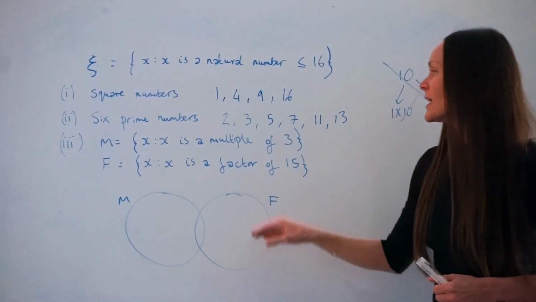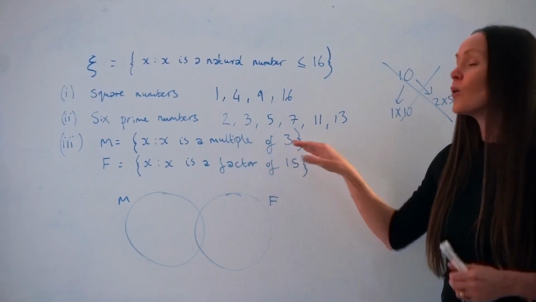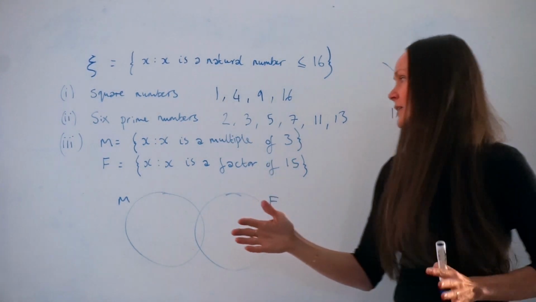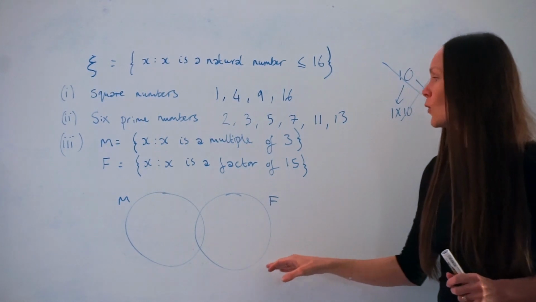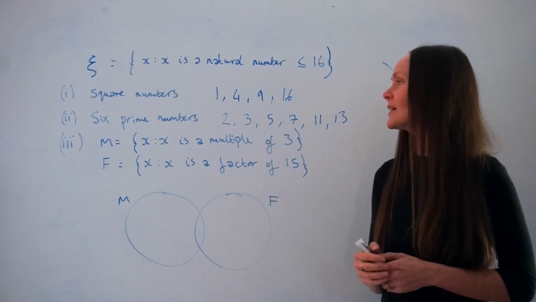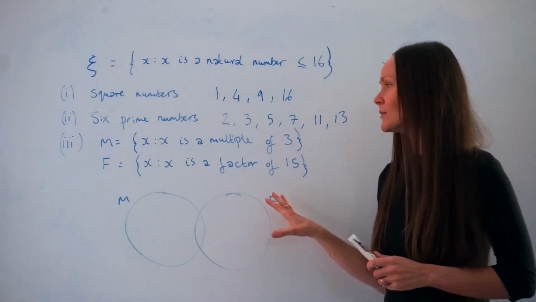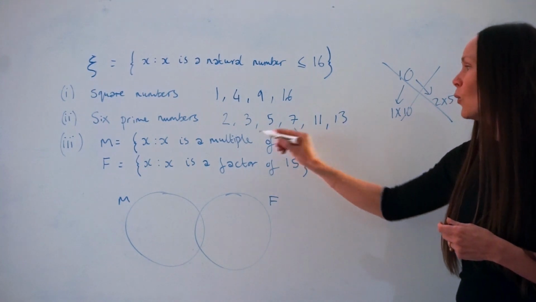Now, on part 3, we're told that set M, so circle M down here in the Venn diagram, consists of all multiples of 3, okay? Within those numbers 1 to 16, okay? Set F, so circle F, consists of all factors of 15, okay, from 1 to 16 again.